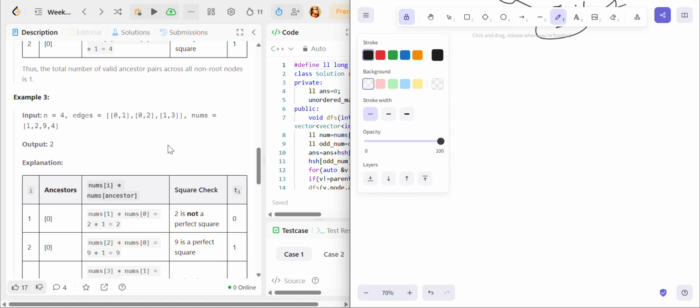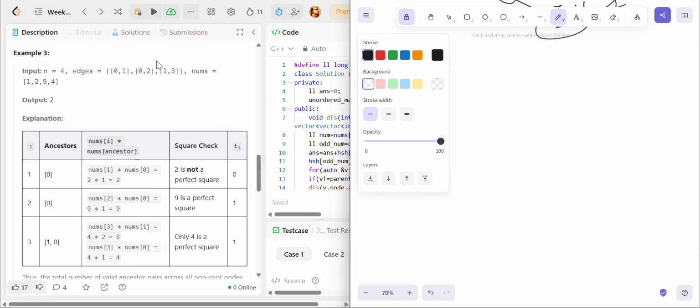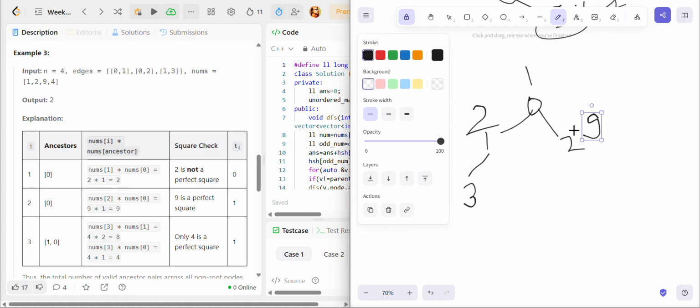One more example I want to take. This one: 0, 1, 0, 2, 1, 3, and the values are 1, 2, 9, and 4.